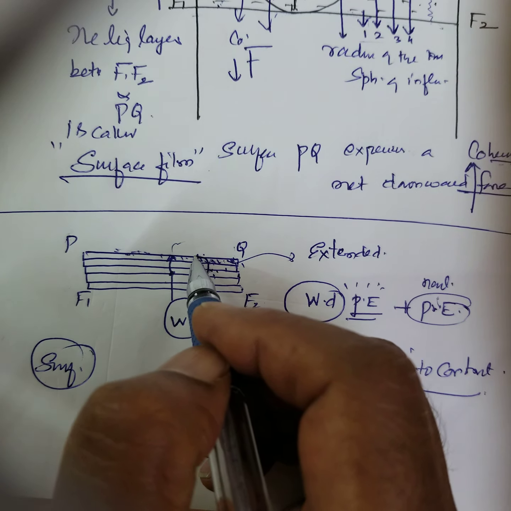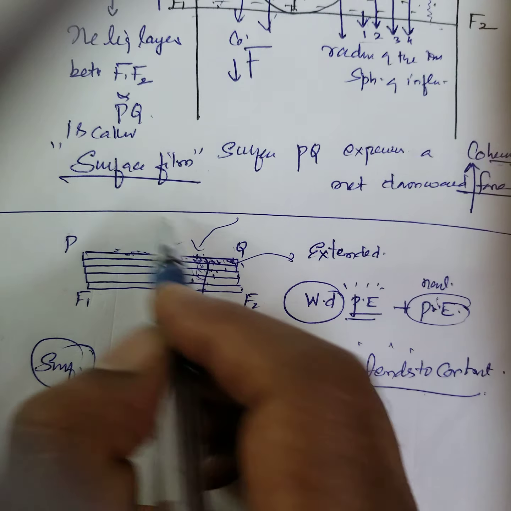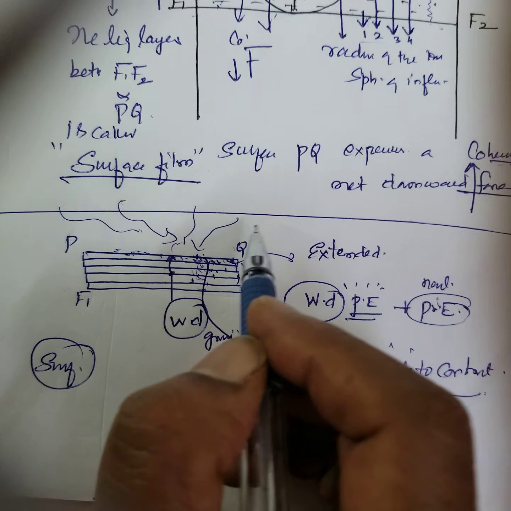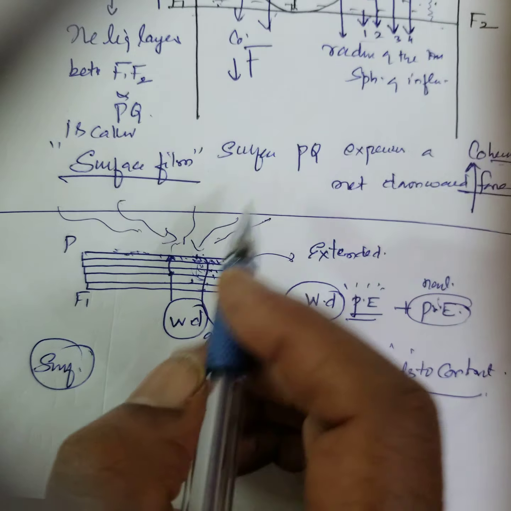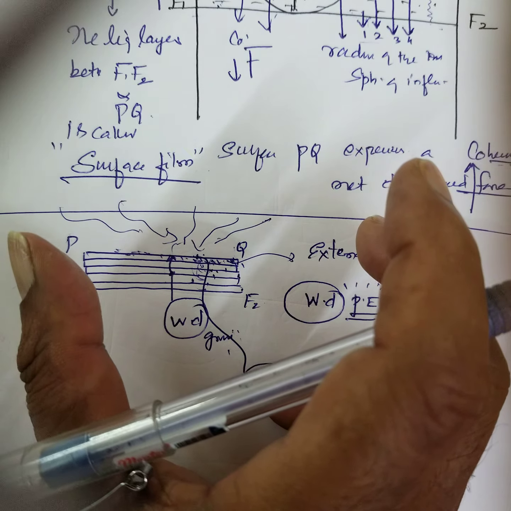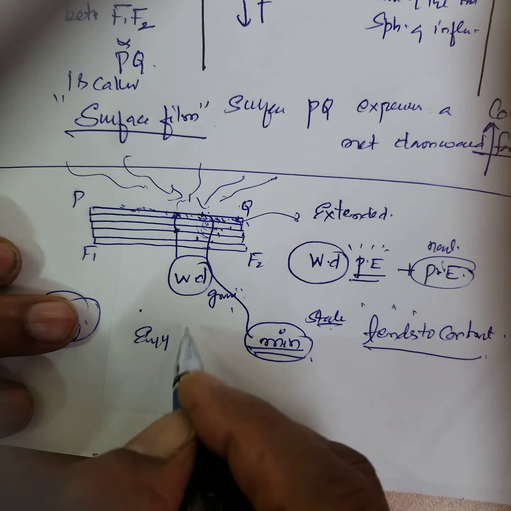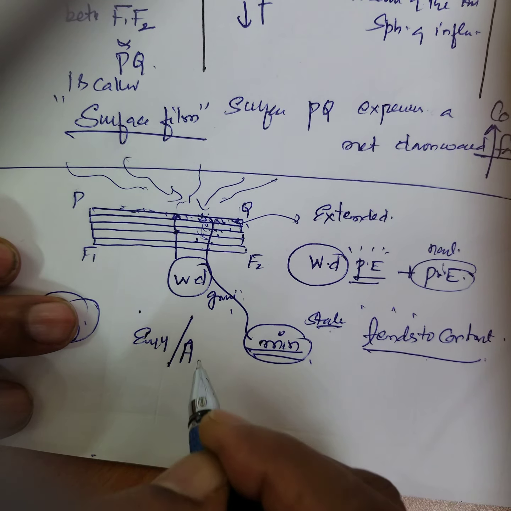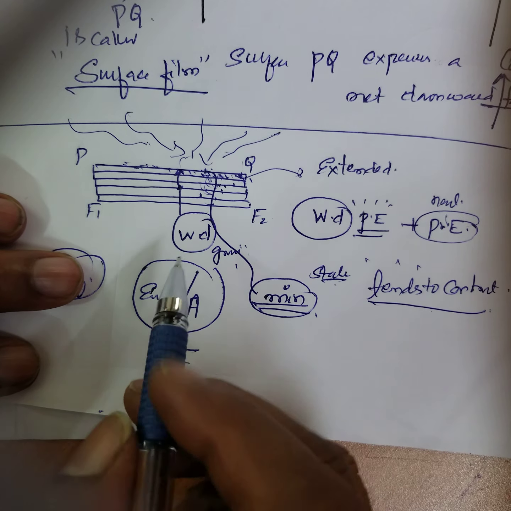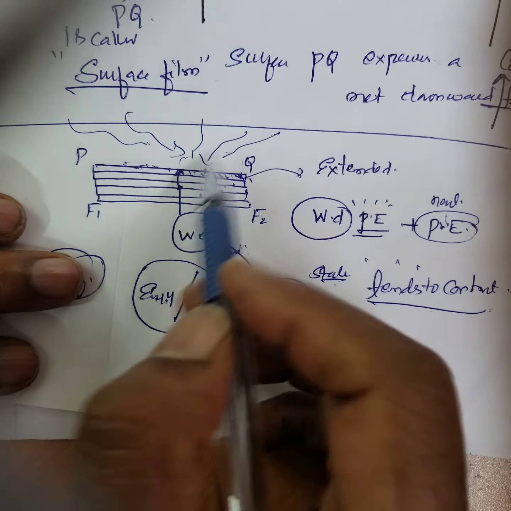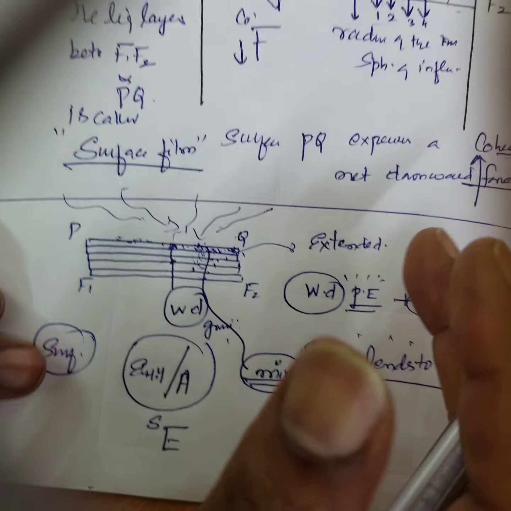And further, when the surface is extended, it absorbs heat from the surrounding due to the mechanical work, because it is expanding, and heat energy is absorbed from the surrounding. Therefore, total energy absorbed per unit surface area is called surface energy.